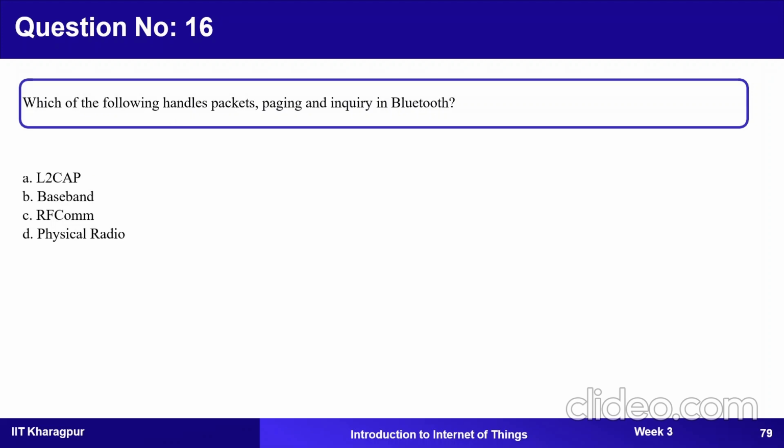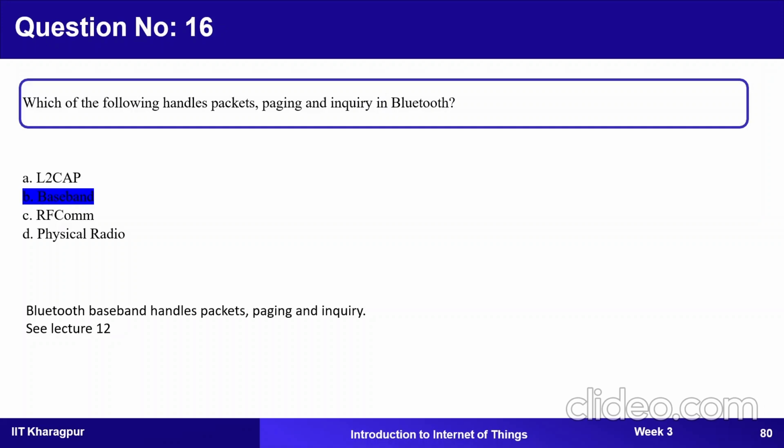Next question is, which of the following handle packet paging and inquiry in Bluetooth? Options are L2CAP, baseband, RFCOMM, physical radio. So the correct option for this is baseband. So we have discussed this already, that the baseband layer is responsible for packetizing, paging and inquiry in Bluetooth.